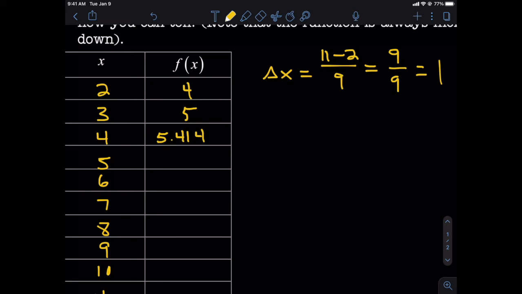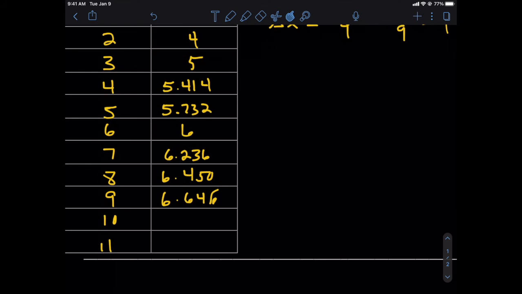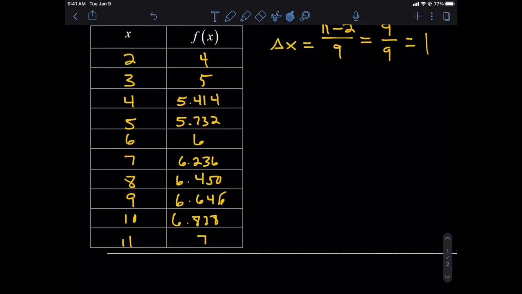And then we continue in this fashion. We get 5.732. Then we're going to get 6. Oh, that's kind of nice, huh? Then we get 6.236, followed by 6.450. When we let x equal 9, we get an answer of 6.646. Oh, that's quite the rebellious 6 there, huh? When we plug in 10, that's going to give us 6.828. And then finally, when we plug in 11, we get 7.